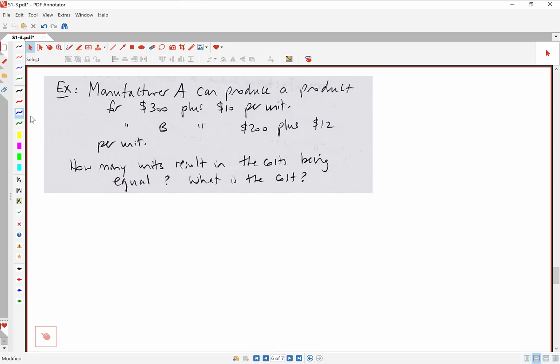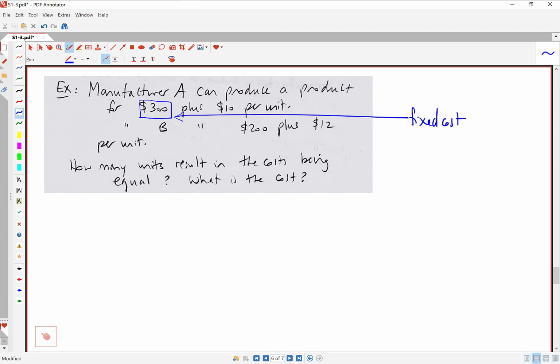Okay, so just a little piece of terminology here. You don't really need to memorize this, but particularly if you've taken some economics or you will take economics, this $300 here, that's called the fixed cost. So that's the amount that the manufacturer has to spend at the beginning just to start production.